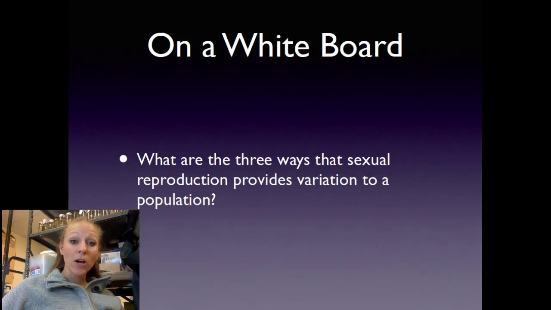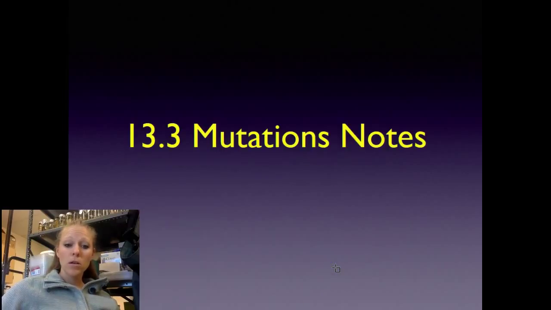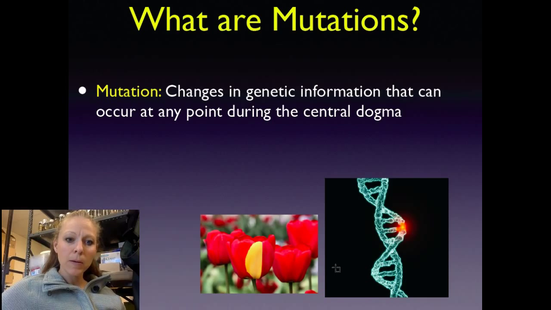In the past, we've talked about different ways that variation is introduced into populations. So we talked about crossing over and independent assortment during meiosis and random fertilization. Now we're talking about a fourth way that variation is introduced into a population, and that's through mutations. Mutations allow for variation in populations. Some are beneficial and some are detrimental. We're going to talk about that today.